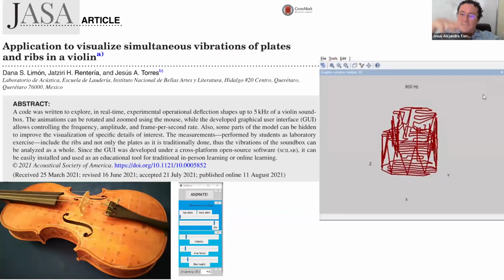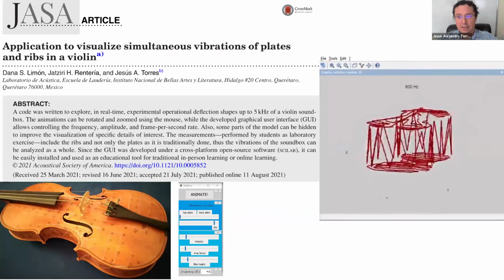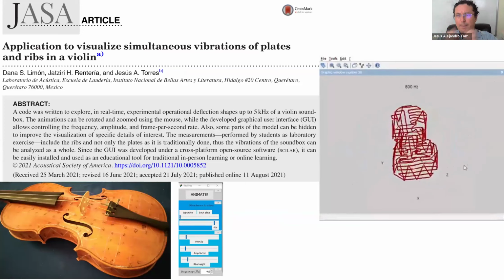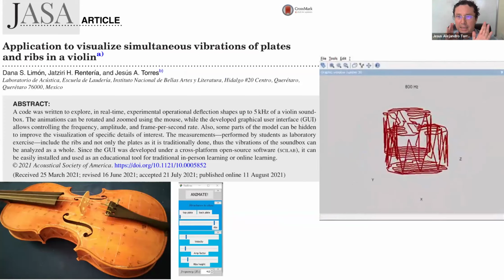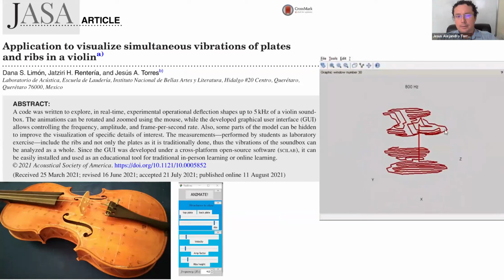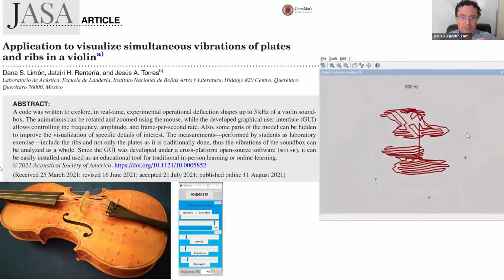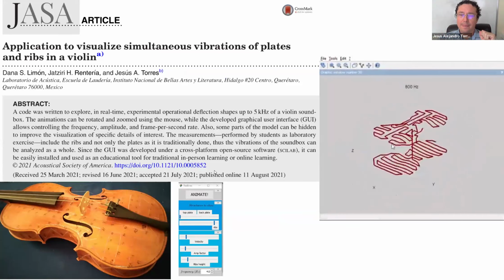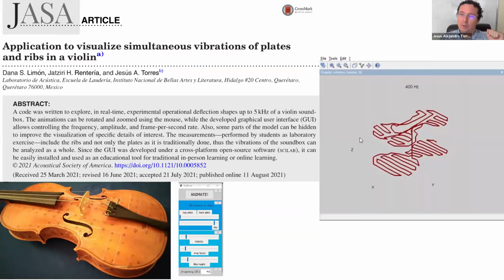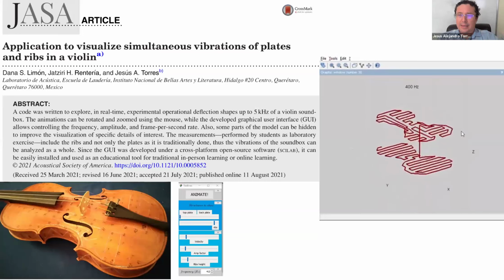Once we have seen that free plates and signature modes are hard to connect, we focused our attention on the ribs. This is another paper about this. In this paper, we measured a real violin, this violin, and extracted the measurement data to visualize it in free software. What did we want to do with this? Firstly, a tool for the students.